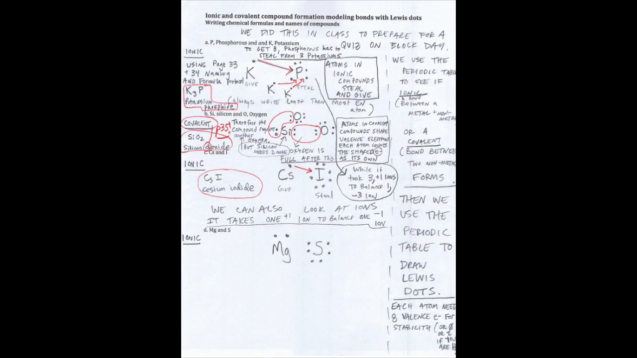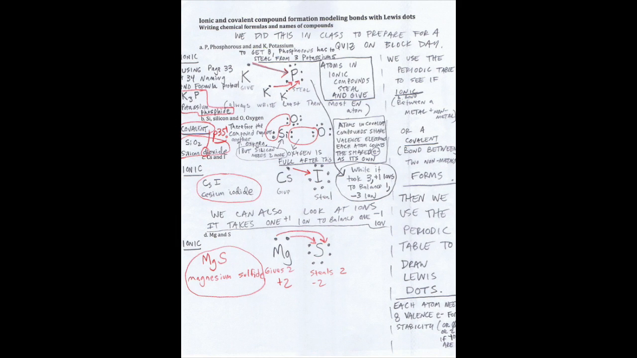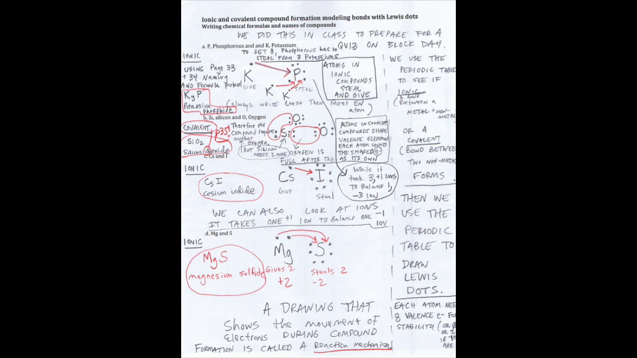We can also look at ions on the periodic table. It takes 1 positive 1 ion to balance 1 negative 1 ion. Or in the first example, it took 3 positive 1 ions to balance 1 negative 3 ion. In this case, we have cesium iodide, and on the final one, we have magnesium sulfide, because magnesium gives 2 and sulfur steals 2. A drawing that shows the movement of electrons during compound formation is called a reaction mechanism.